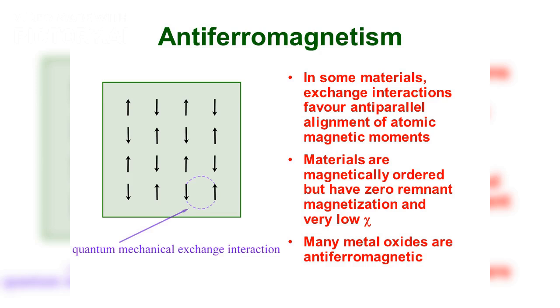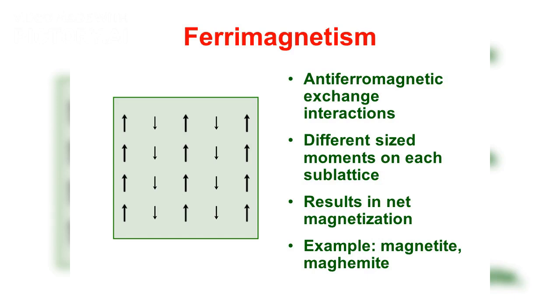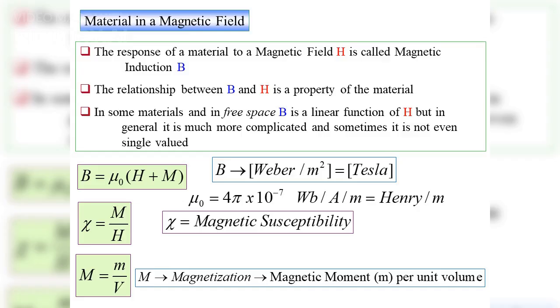In antiferromagnetic materials, exchange interactions favor antiparallel alignment of atomic magnetic moments, resulting in zero remnant magnetization. Ferromagnetic materials have different sized moments on each sublattice, leading to net magnetization despite antiferromagnetic exchange interactions. The response of a material to a magnetic field is called magnetic induction, and the relationship between B and H is a key property of the material.